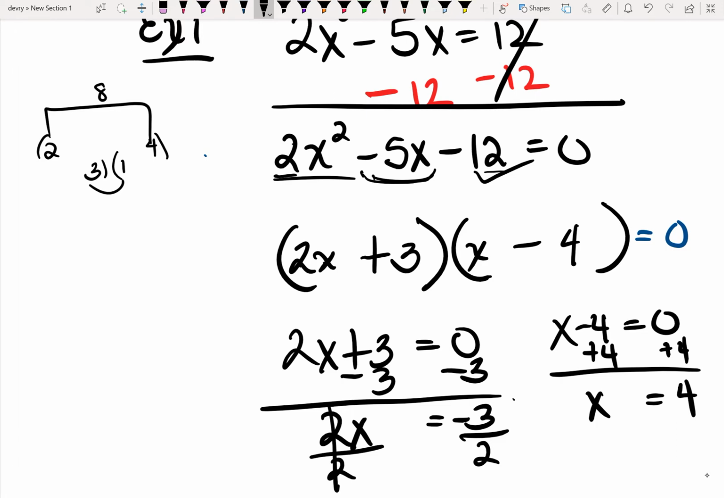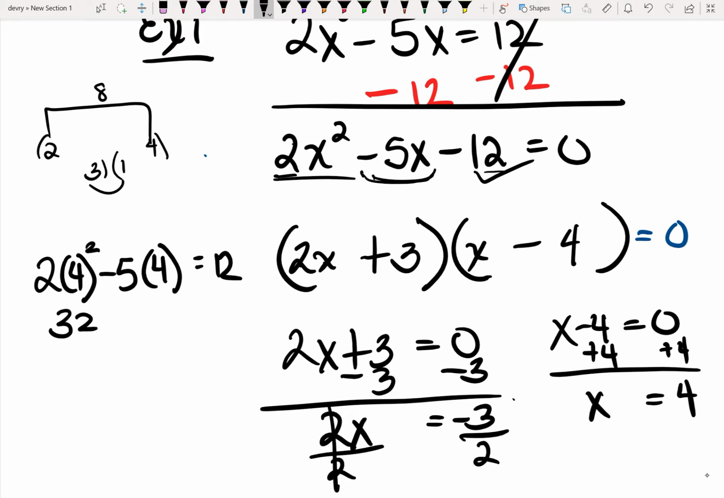So I'll start with the 4. 2 times 4 squared minus 5 times 4, is that equal to 12, yes or no? This gives me 32, because remember 4 times 4 is 16, so 2 times 16 is 32, minus 20, is that equal to 12? And we can see, yes it does.